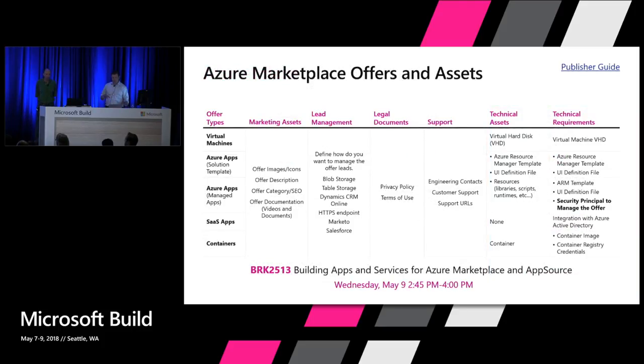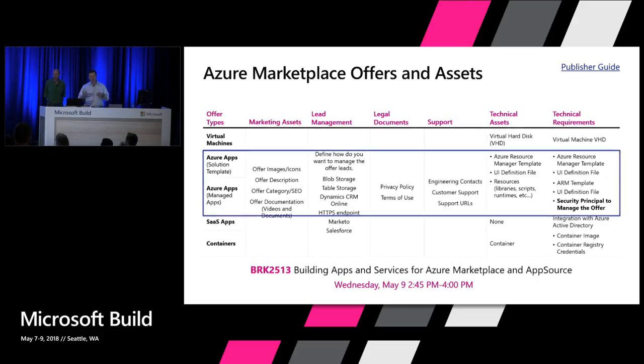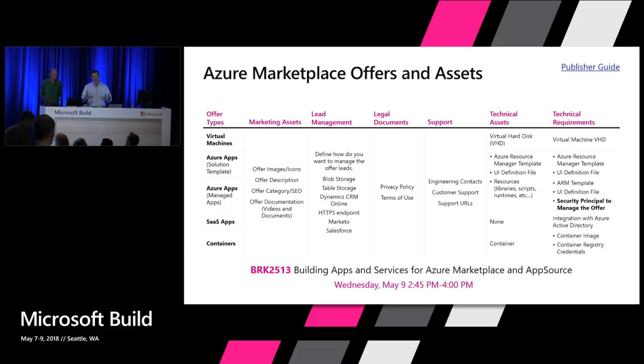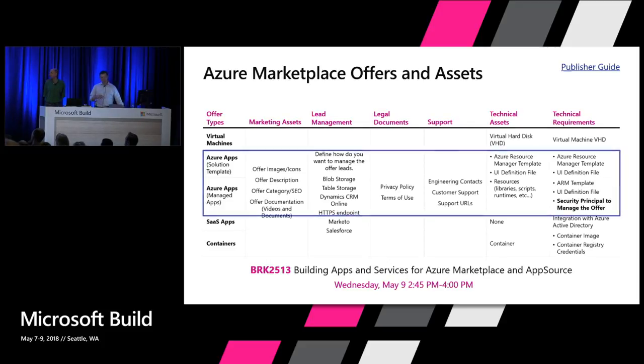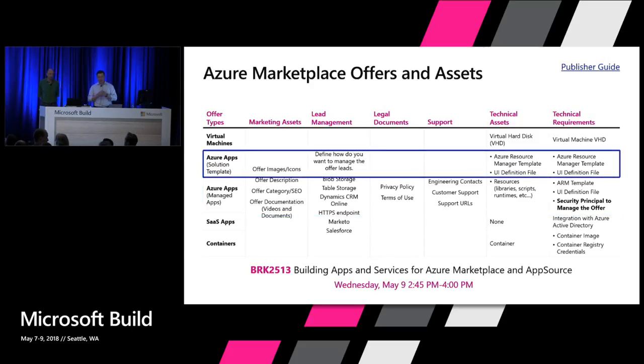Now, from the Azure Marketplace offers and assets, you'll see on the right column at the end all the different possibilities you have for packaging your application on Marketplace to be deployed to end customers. You'll notice all the different columns. Everything is the same from the perspective of the Marketplace experience: the marketing, the lead management, legal documents, and support will be the same, no matter the offer type. What is going to be different is the type of technical assets that you use in each one of the solutions. For today's presentation, we're going to be focusing on the Azure apps, specifically on the solution templates.